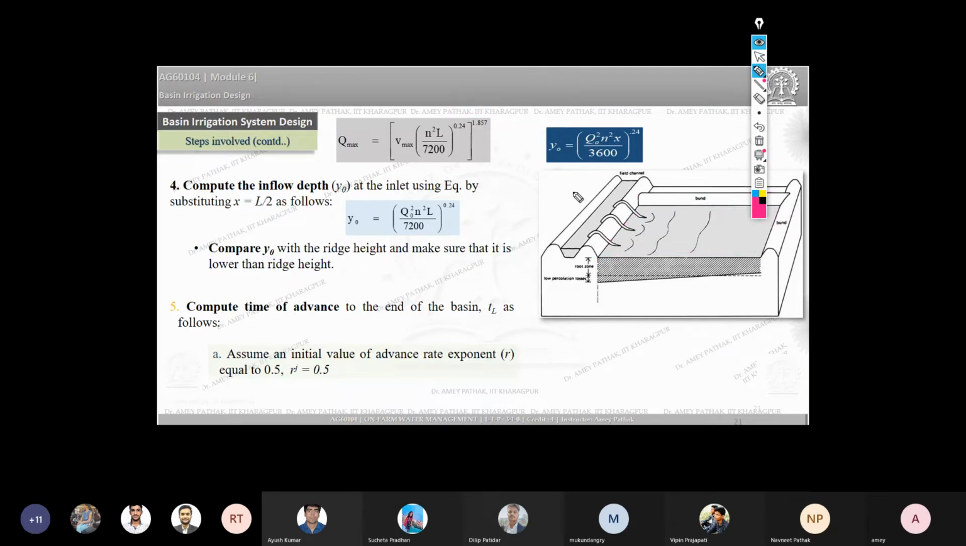Okay, now the remaining thing is the same. First we have to get the combination of B or R, and for that B or R, we have to calculate the time of advance for length L, and the time of advance for length L by 2. Same way. So first compute the time of advance. The process is similar.